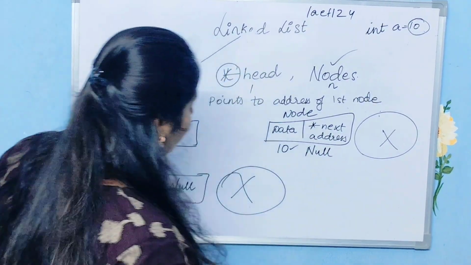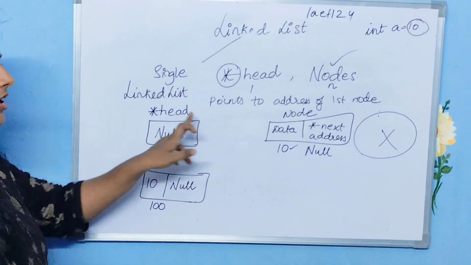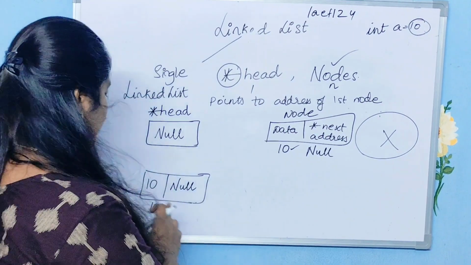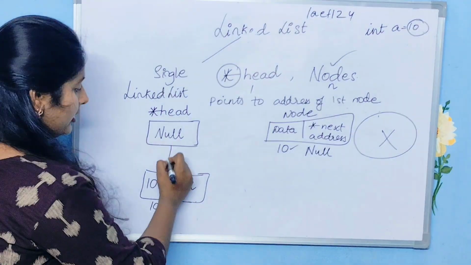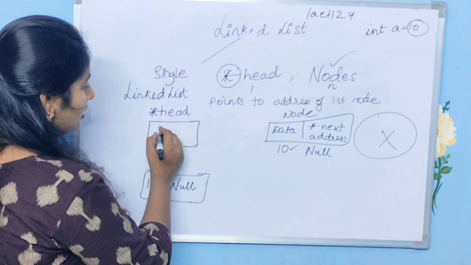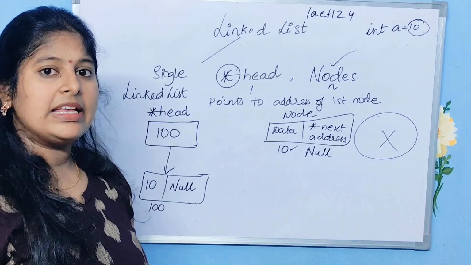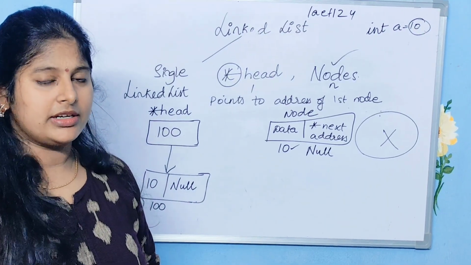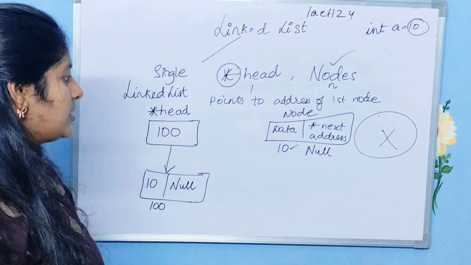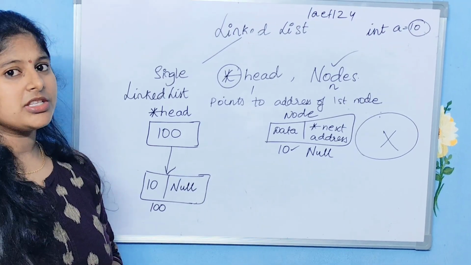Okay. And one more thing you have to see is head always points to the address of my first node. What is the address of my first node? 100. So what will I be storing over here? 100, right? So this is called insertion in a single linked list. Okay. I hope you all have understood this, and I will be going on with the operations of the linked list.